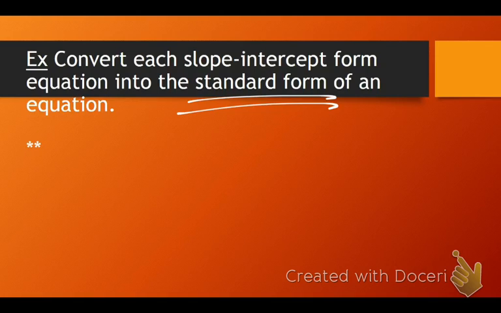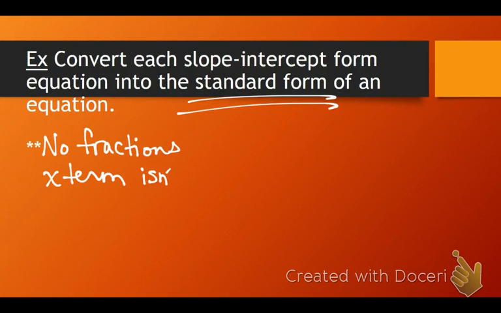Couple rules with standard form when we go the other way. No fractions. Absolutely no fractions. Then we need to make sure the x term isn't negative. So it could be 0, but it just cannot be negative. That's true standard form.